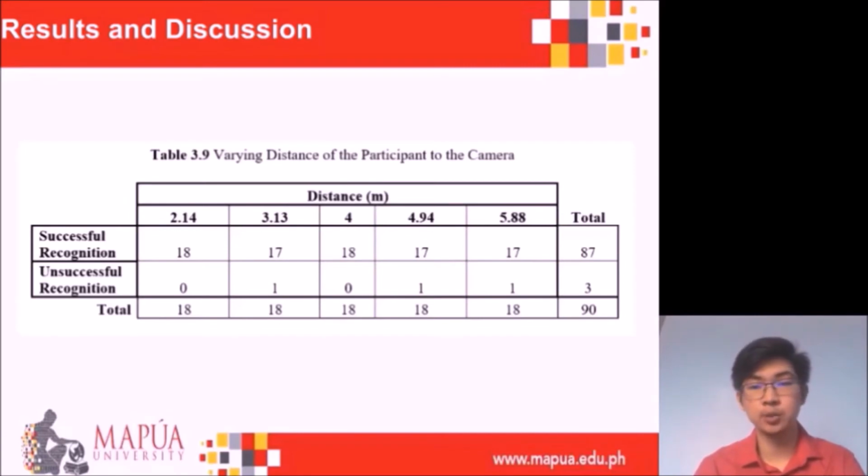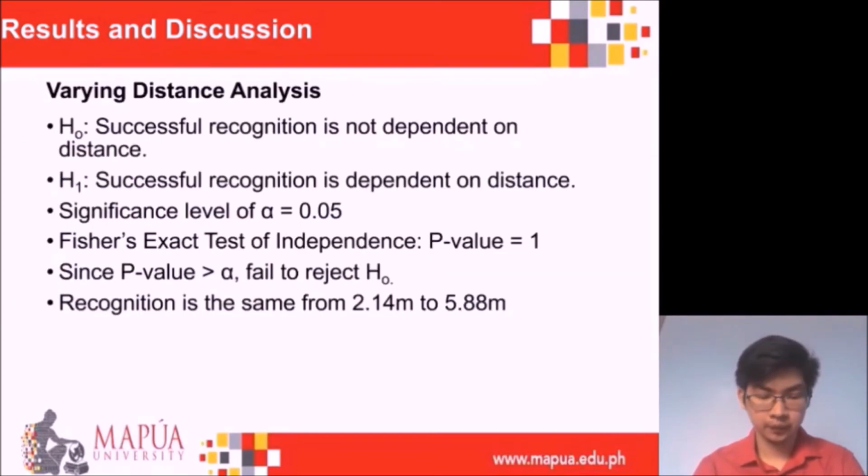trials, categorized into successful and unsuccessful recognition. Here we have the varying distance analysis. The null hypothesis is that the successful recognition is not dependent on the distance, while the alternative is that it is dependent on it. Significance level of 0.05, and using Fisher's exact test of independence, we acquire a p-value of 1. Now, since the p-value is greater than the significance level, we fail to reject the null hypothesis. From this, we can conclude that recognition is the same from 2.14 meters to 5.88 meters.